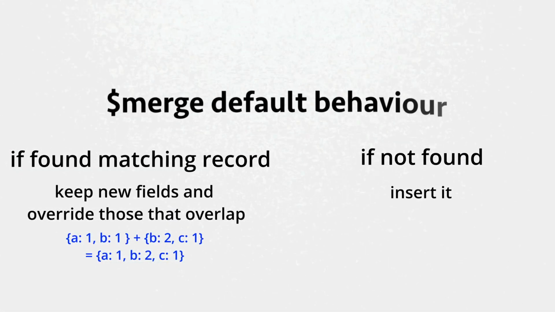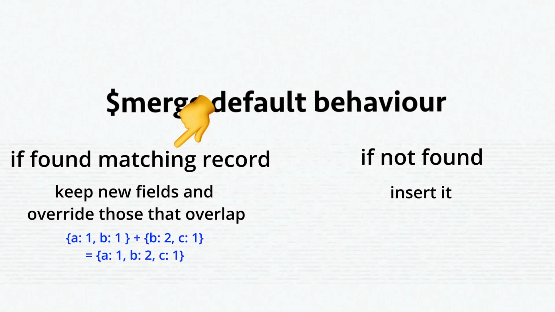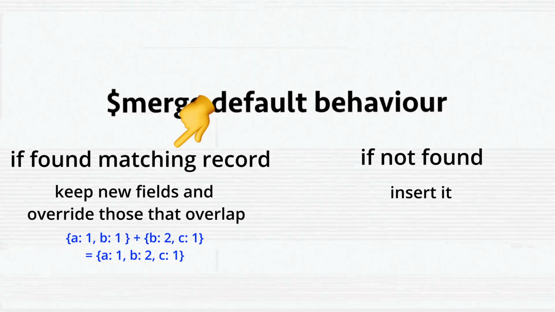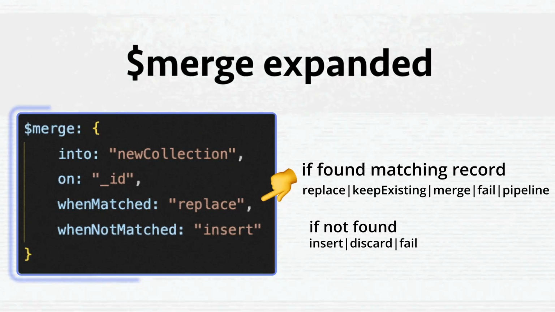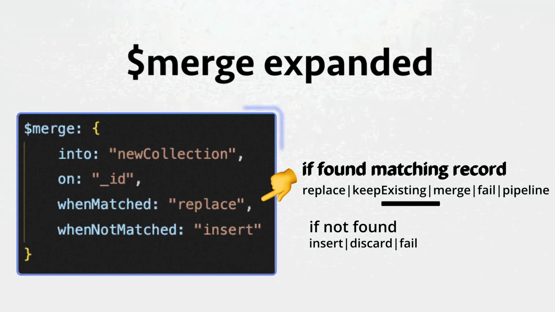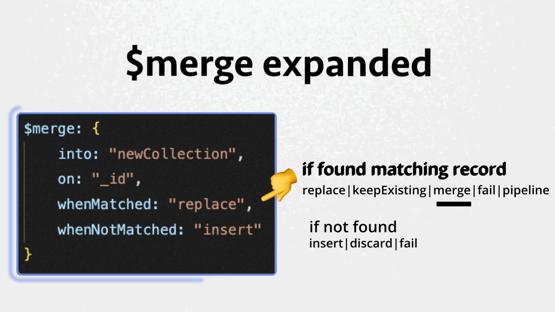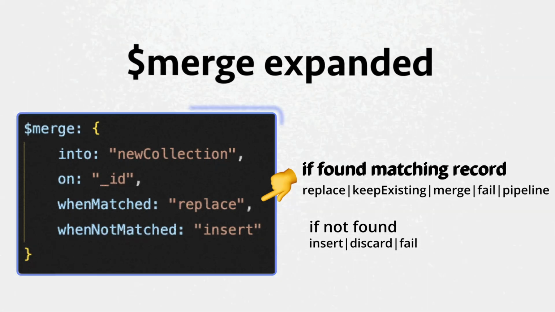By default, merge doesn't overwrite the collection it writes in. If the to be inserted document already exists, it keeps the new fields and overwrites existing ones. If it doesn't exist, it just creates a new one. But you can easily override this functionality in the expanded version of merge. If the document is found, you can replace, keep existing, merge, fail, or pipeline. Default is merge, and the other options are self-explanatory. The pipeline option is outside the scope of this video.